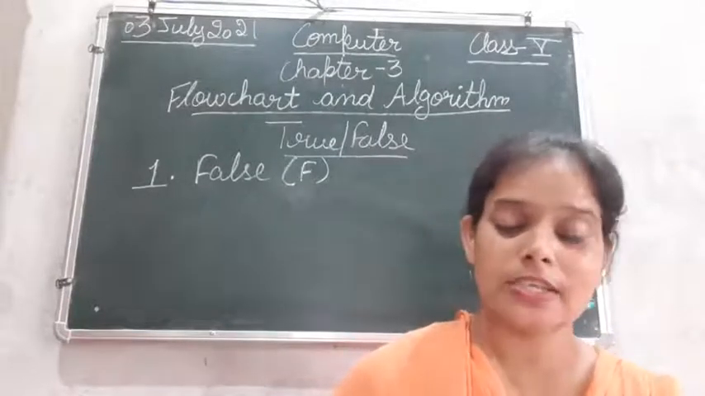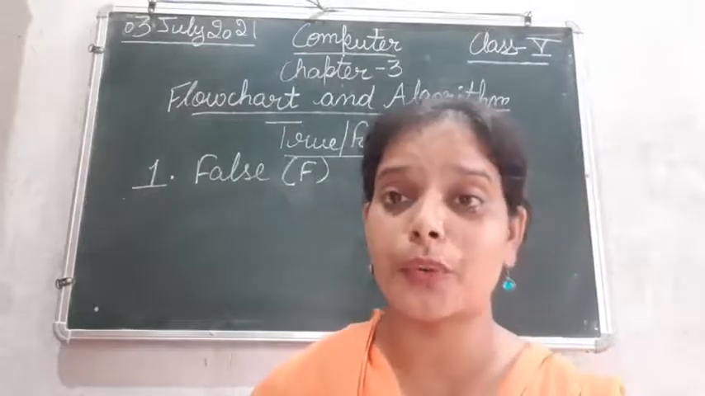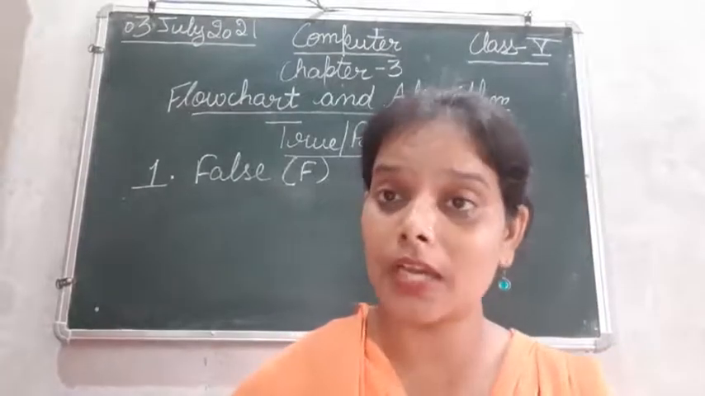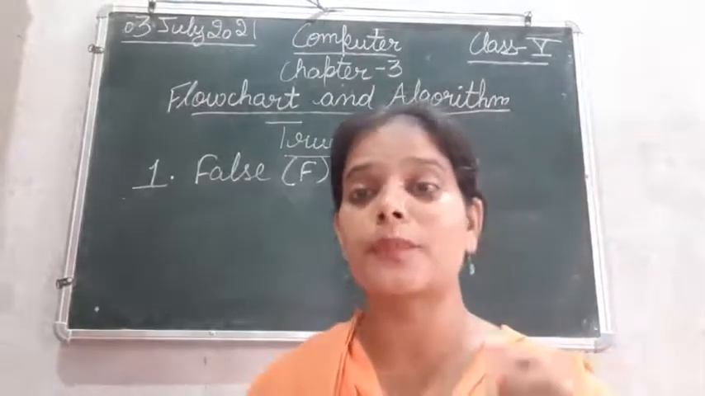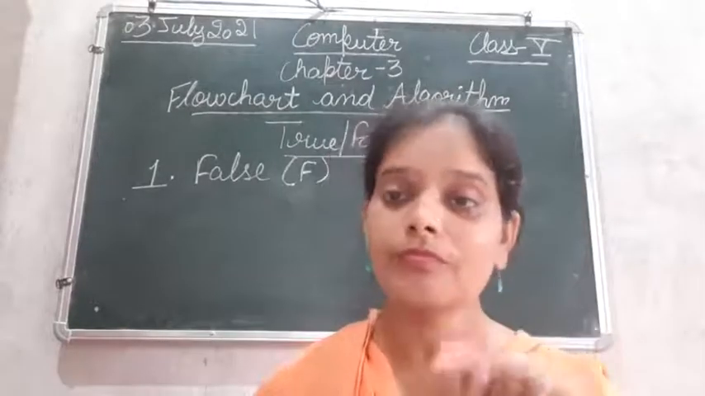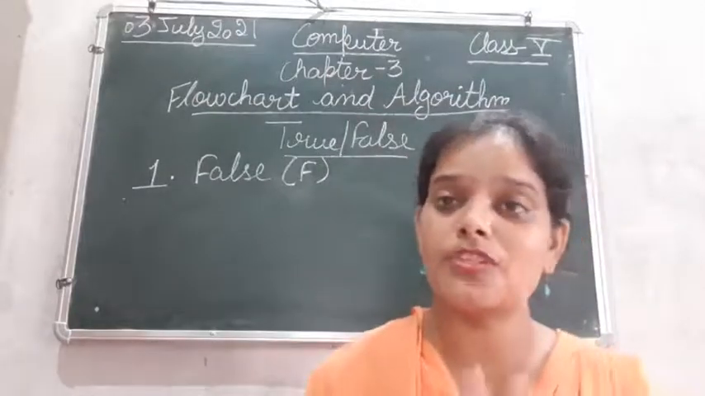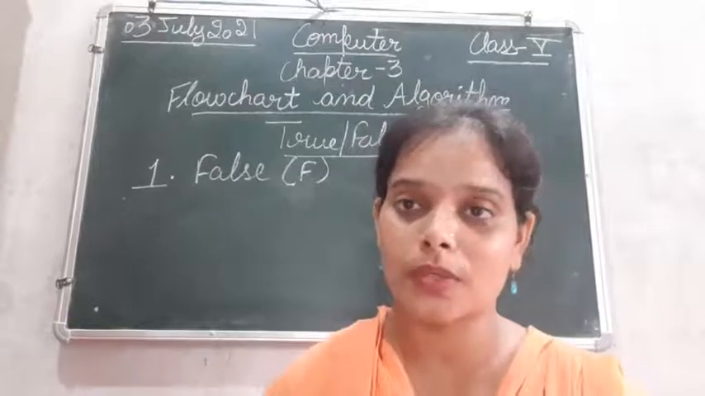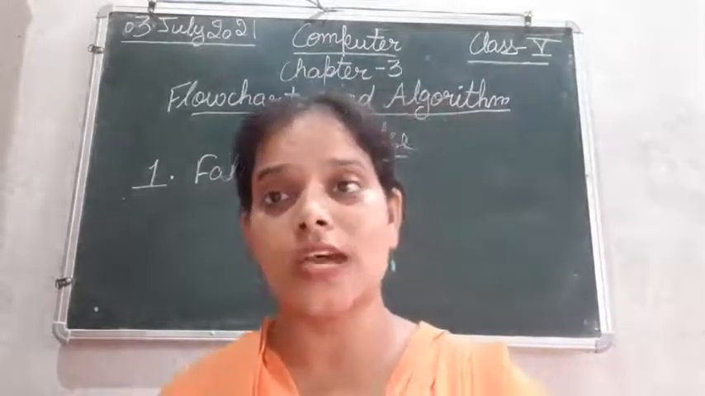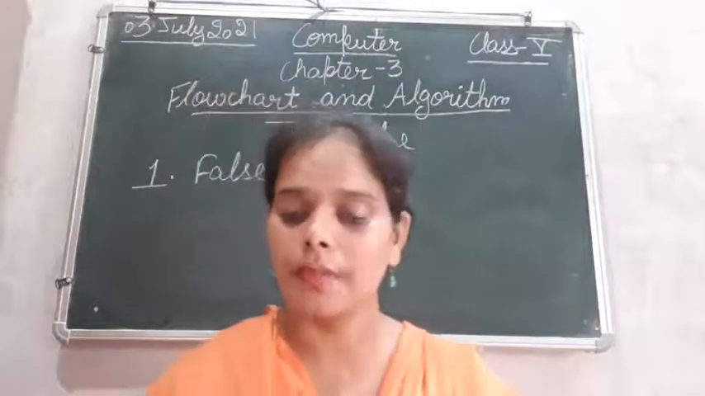Process is a rectangular shaped symbol used for doing calculation. So when we make a flowchart and when we write the process, in which type of box do we write it? We write the process in a rectangular box.